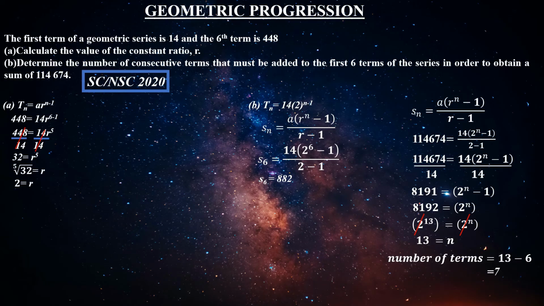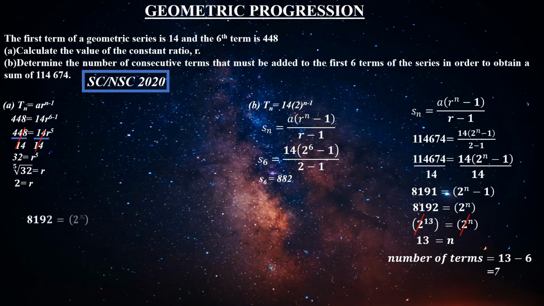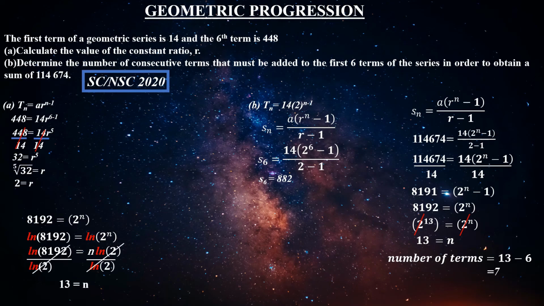For some of you that don't know how to use logs, I'm just going to solve this question again. Let's say we have 8192 equals 2 to the power n, like what we have here. Now I want to use laws of logarithms. Let's put ln on both sides, so we have ln 8192 is equal to ln 2 to the power n. If we do that, we drop the power, and we have n ln 2. Divide both sides by ln 2, and we get our answer as 13 again. Use the calculator right here.